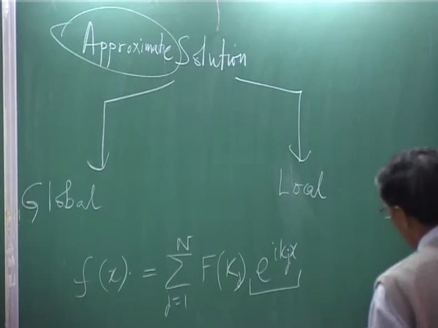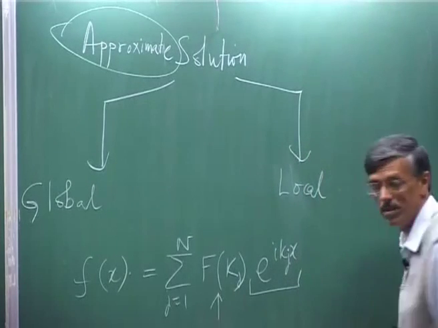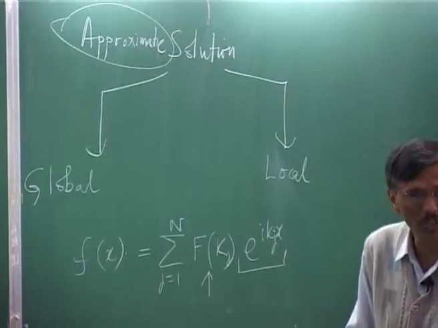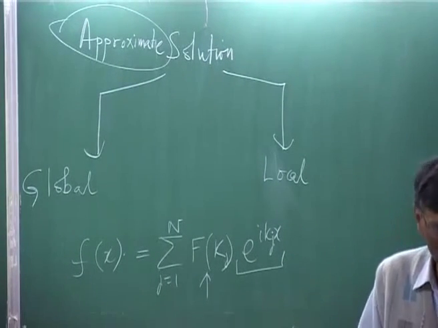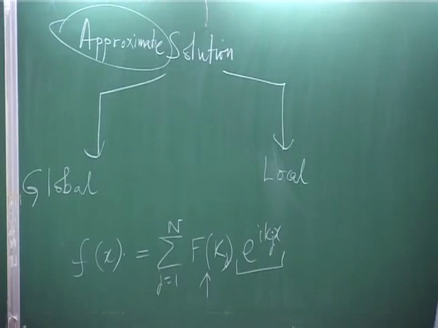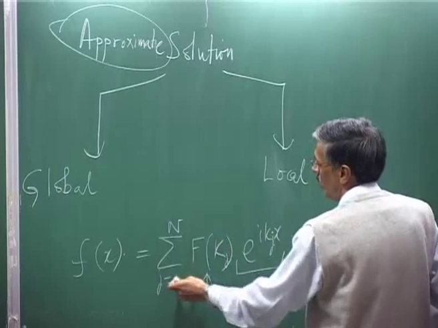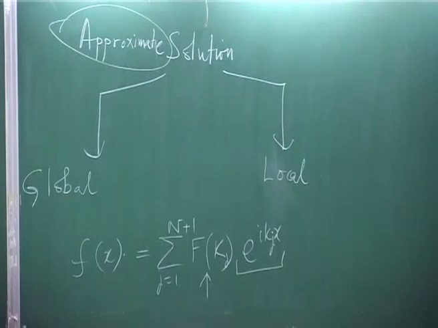Now, what you then try to do is find out what the amplitudes of this Fourier series are by plugging this expression into a differential equation, and you get equations for f of k, and that is the method. Now, if I get a solution with say j equal to 1 to n, and then I decide to add one more term, what happens to this function?